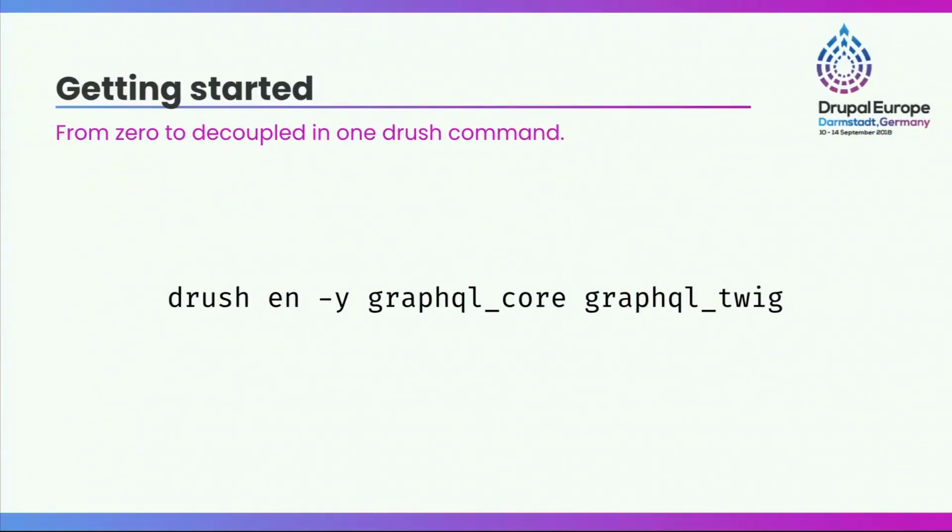To get started, that's very easy. You just have to enable the GraphQL core module and the GraphQL Twig module. The GraphQL module itself will be enabled because it's a dependency. GraphQL core will give you all the resolvers, all the fields that we created on behalf of Drupal core itself. So you can query nodes, access all the fields, resolve routes, and get the node that the route points to, all this stuff.